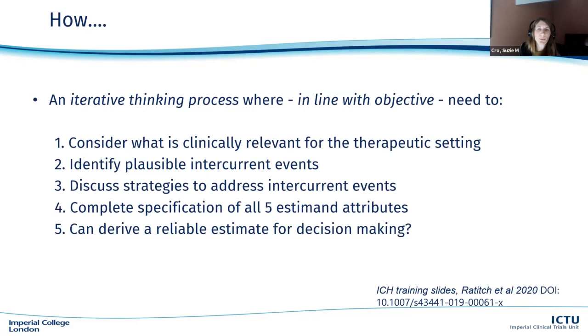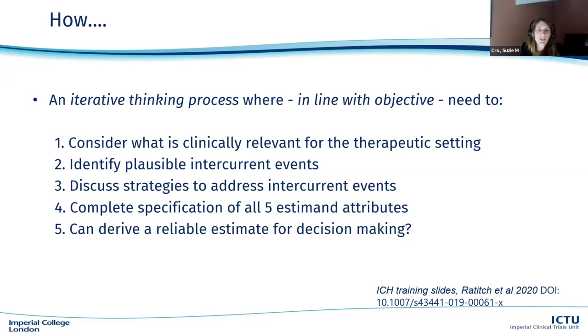Once the right people are assembled, then estimand construction can proceed. Now, there isn't really one single right way to construct estimands. Essentially, the construction just requires an iterative thinking process, during which all 5 estimand attributes are formulated. And this will be done in a way that's appropriate for the trial objective and the decision maker's needs.